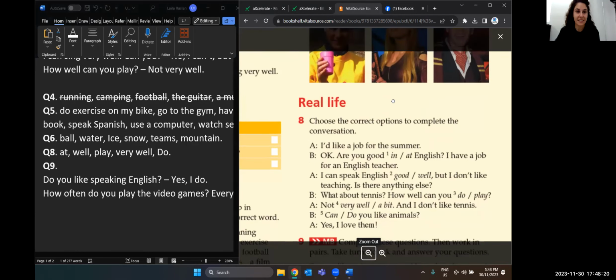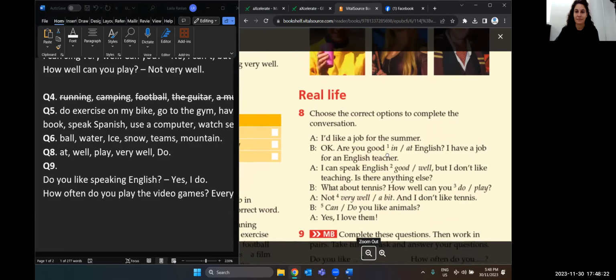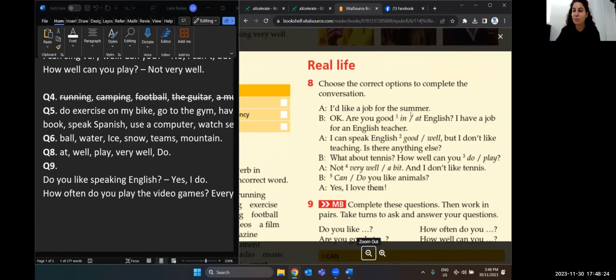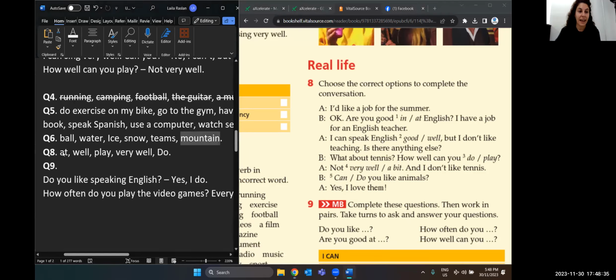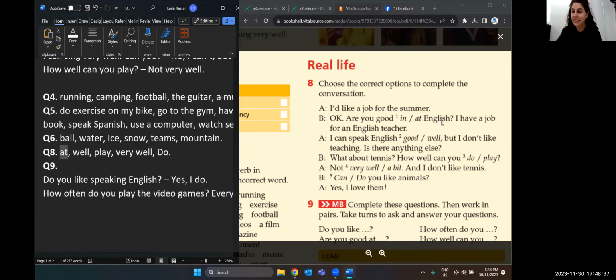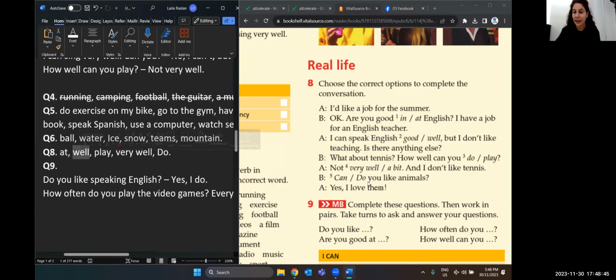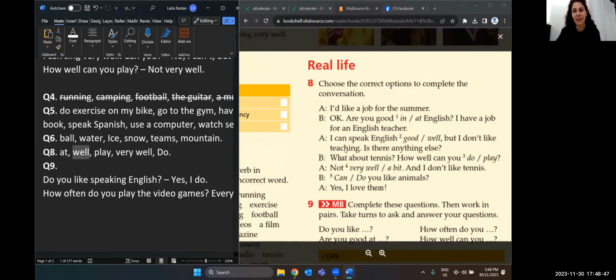Let's go to number eight. I'd like a job for summer. So we have a conversation. Person A says, I'd like a job for summer. Okay, are you good at English? I have a job for an English teacher. I can speak English well, but I don't like teaching.